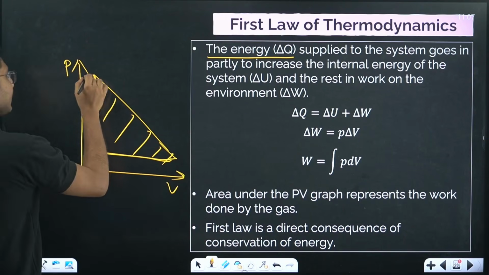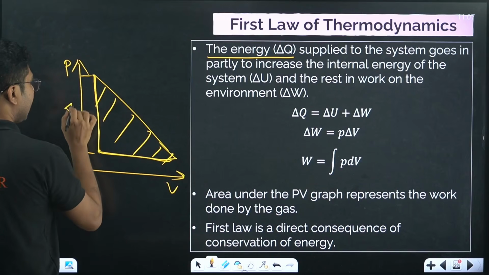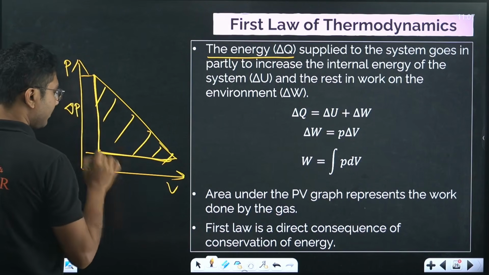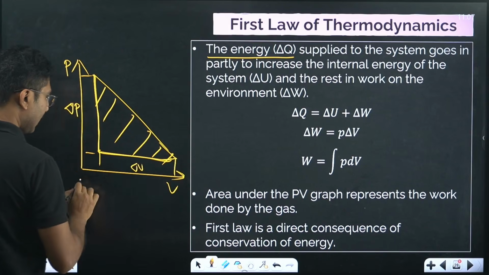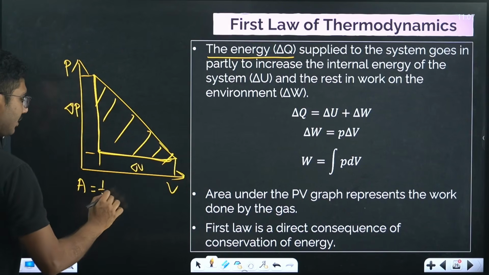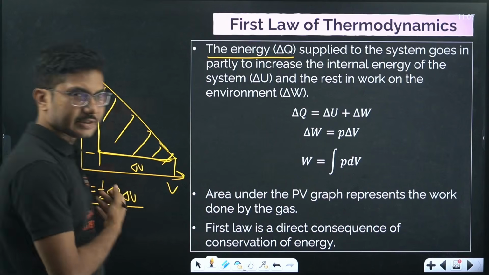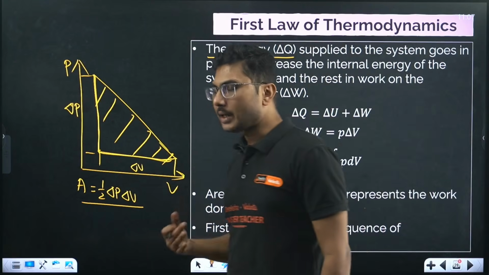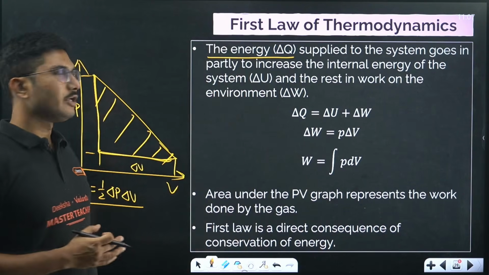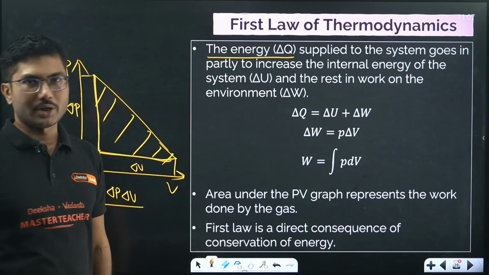How to calculate? You check what is the initial P, what is the final P, so delta P here, and what is the initial V, what is the final V, then delta V over here. So the area under the graph is basically half delta P delta V. This is a triangle. Mostly a triangle will come or a rectangle might come, but no matter what shape they give you, you only need to remember one thing, that the area under the graph represents the work done.